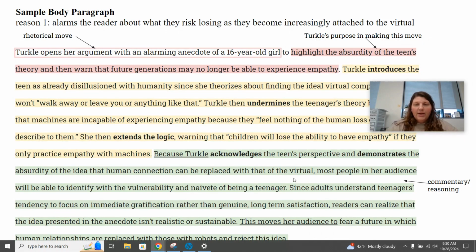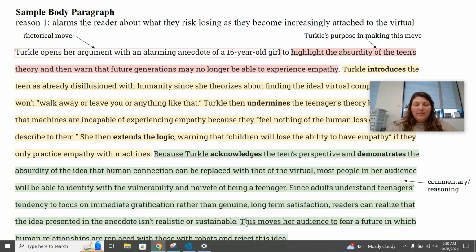Then furthering my explanation of the effect of this rhetorical move, since audiences understand teenagers' tendency to focus on immediate gratification rather than genuine long-term satisfaction, readers can realize that the idea presented in the anecdote isn't realistic or sustainable. So this right here is my analysis. This is what she does. This is the intended effect on the audience. This is why this move matters, what she is doing here.